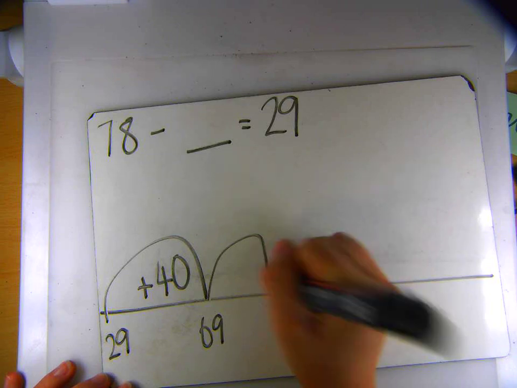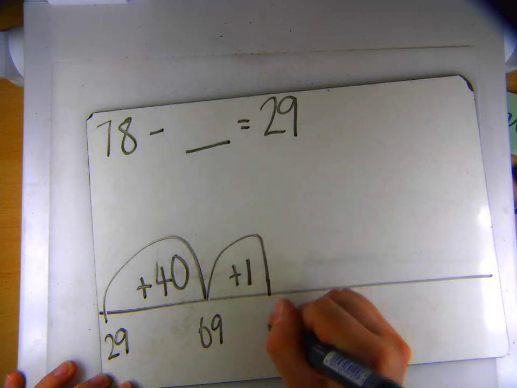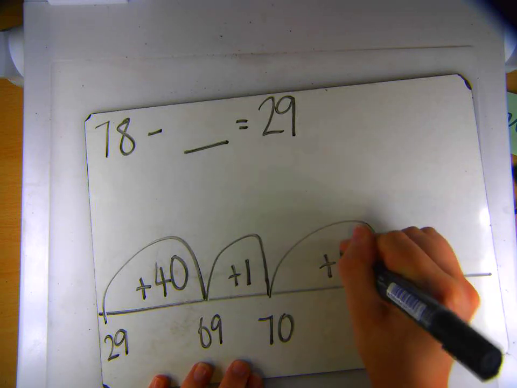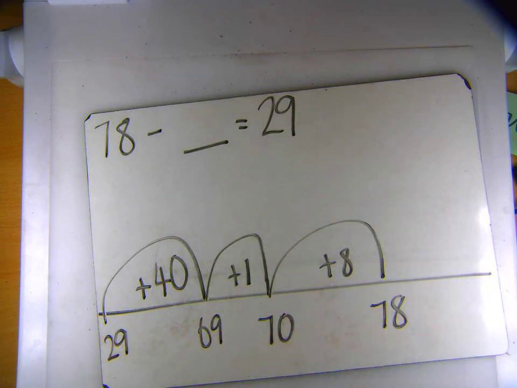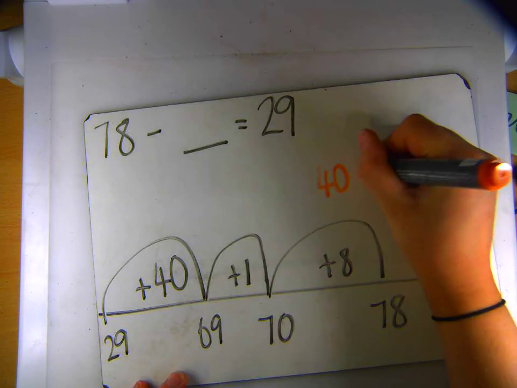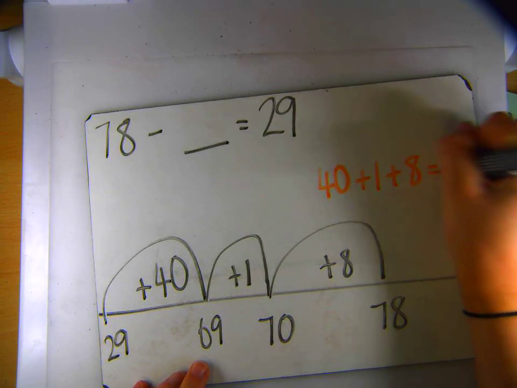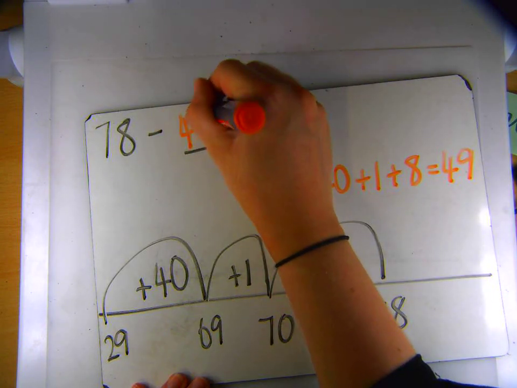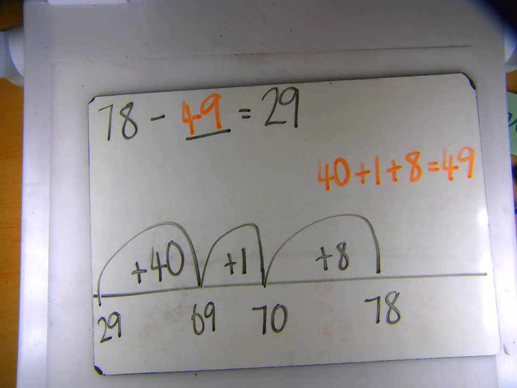I'm going to add on my 1 to get me to 70. I've got 8 left to get to 78, so I'm just going to add on my 8 to get to 78. Adding on my 40 plus 1 plus 8, which gives me 49. And there is my answer. 78 minus 49 equals 29.